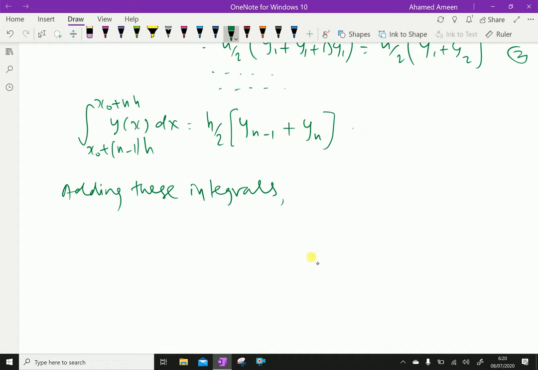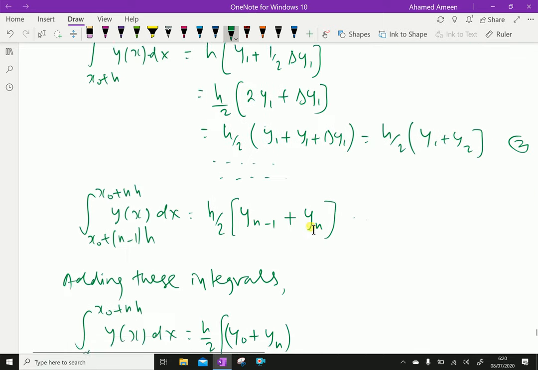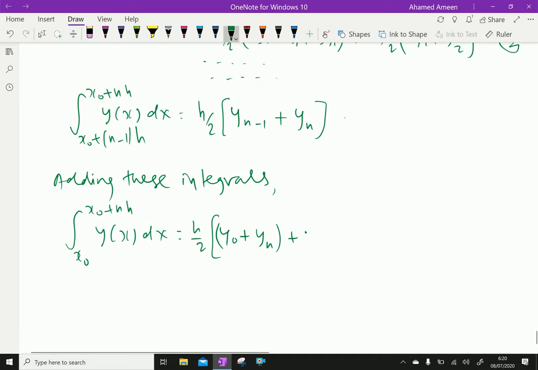we get in general form the integral from x0 to x0 plus nh of y of x dx equal to h by 2 of y0 plus yn, that is, first and last ordinates added, plus 2 times, because everywhere they repeat, y1 plus y2 plus y3 up to y of n minus 1. This is called the trapezoidal rule.